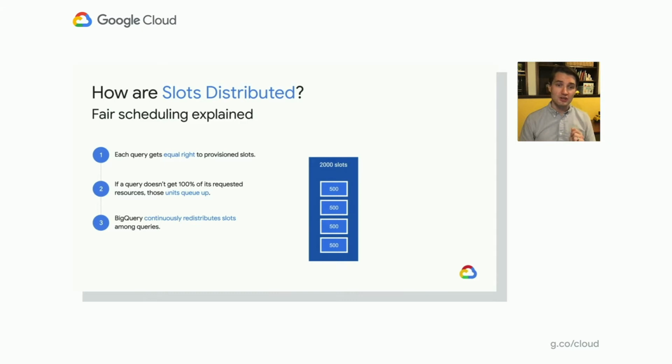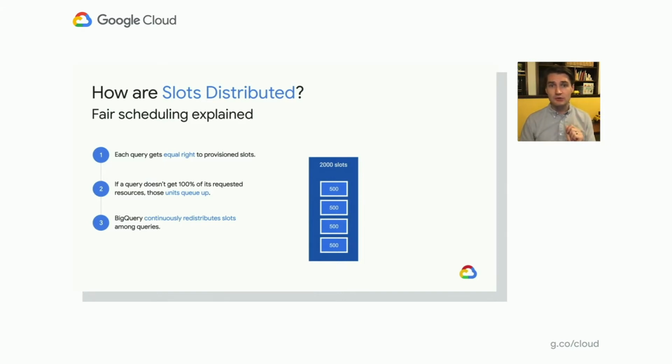And the final thing I want to mention is BigQuery continuously does this recalculation. This happens in real time. So whenever new queries come in, we will redistribute slots in line. Now, the effect here is queries speed up or slow down in real time rather than kind of cancel or anything like that. So let me give an example.